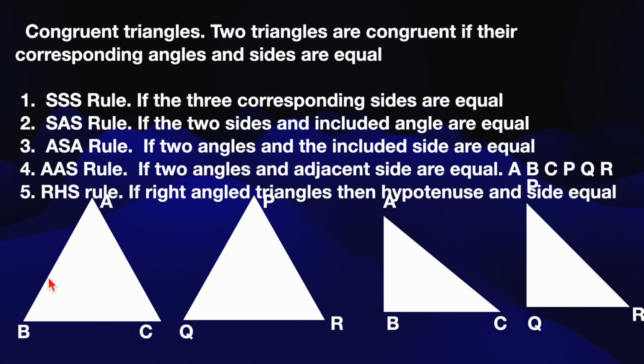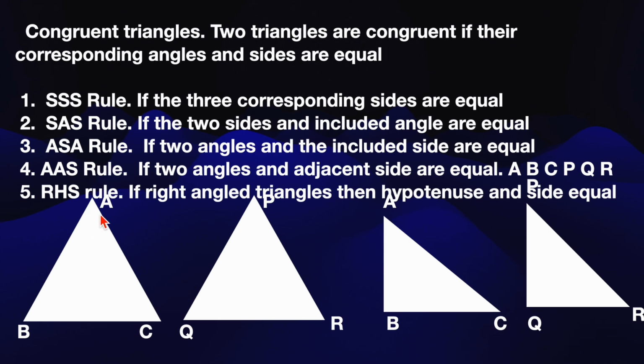So two sides and its included angle. Supposing AB is equal to PQ, BC is equal to QR, and this angle B is equal to angle Q, then by the SAS rule, these two triangles are congruent.